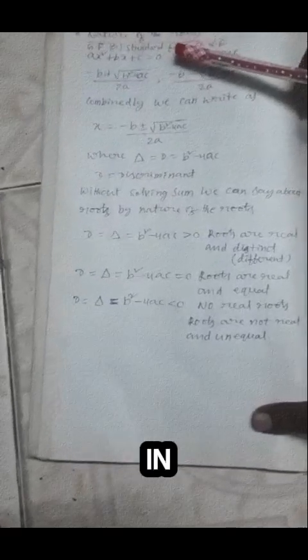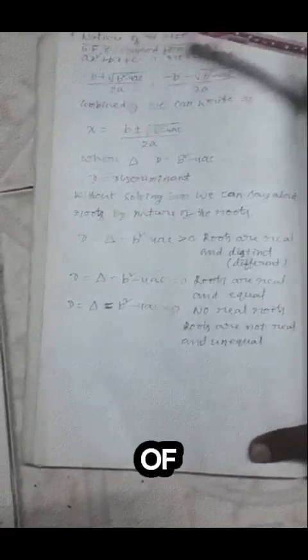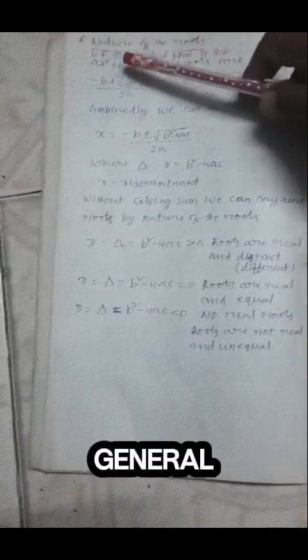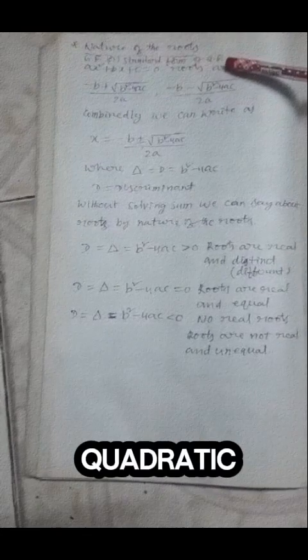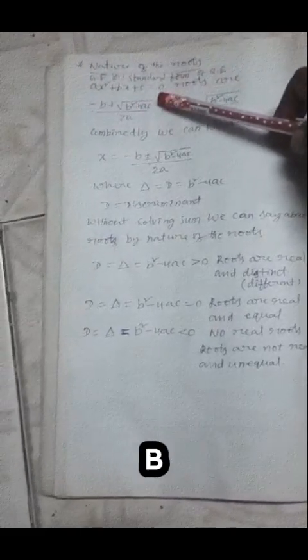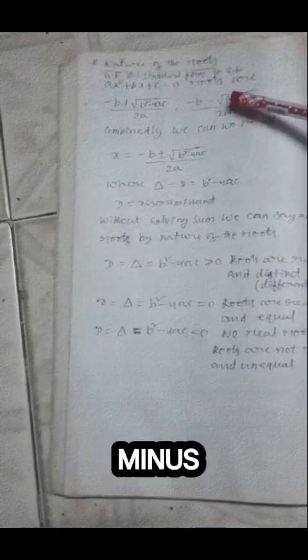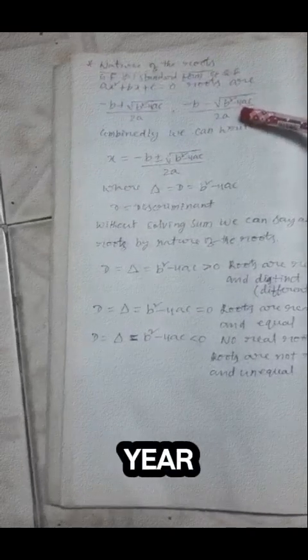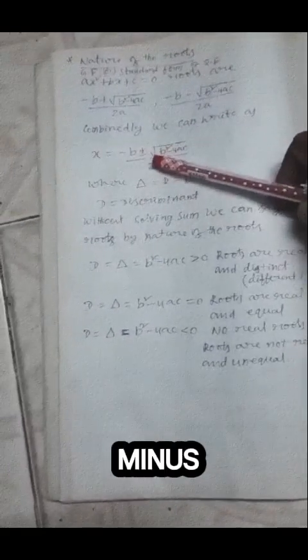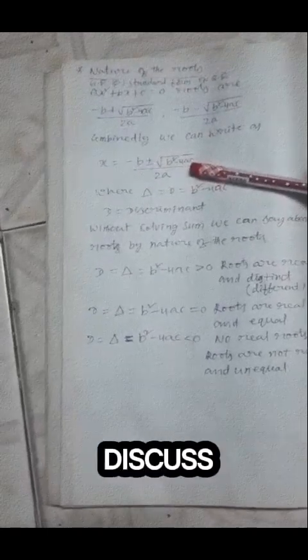That's all. Now an important concept in quadratic equations is the nature of the roots. The general or standard form of the quadratic equation is ax square plus bx plus c is equal to 0. The roots are minus b plus root over b square minus 4ac by 2a, comma, minus b minus root over b square minus 4ac by 2a. Combined, we can write x is equal to minus b plus or minus root over b square minus 4ac by 2a. This derivation we will discuss in later videos.